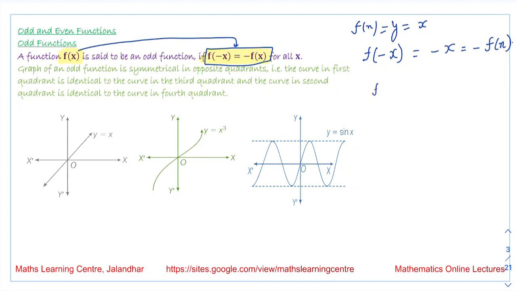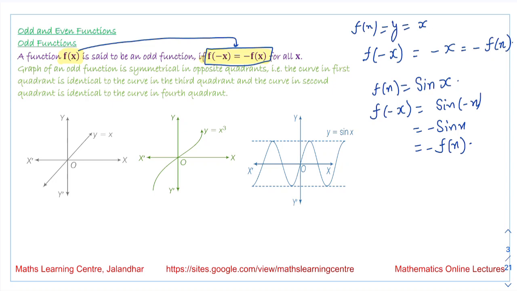Second, if we are talking about the function f(x) is equal to sin x, what is f of minus x? That is equal to sin of minus x, that is equal to minus sin x, that is equal to minus f of x. So in these cases, f of minus x is equal to minus f of x. So both these functions, y is equal to x and y is equal to sin x, are odd functions.